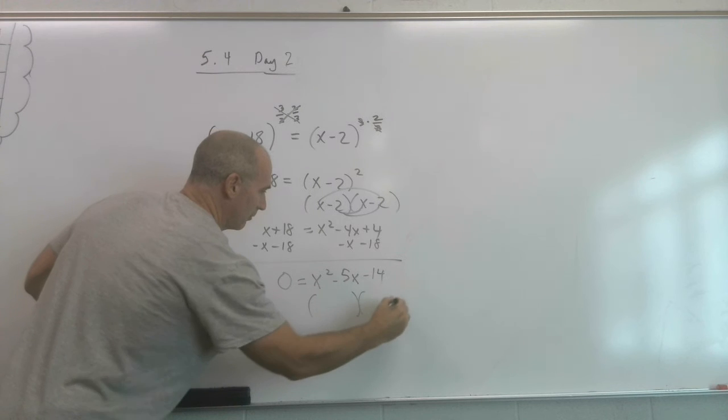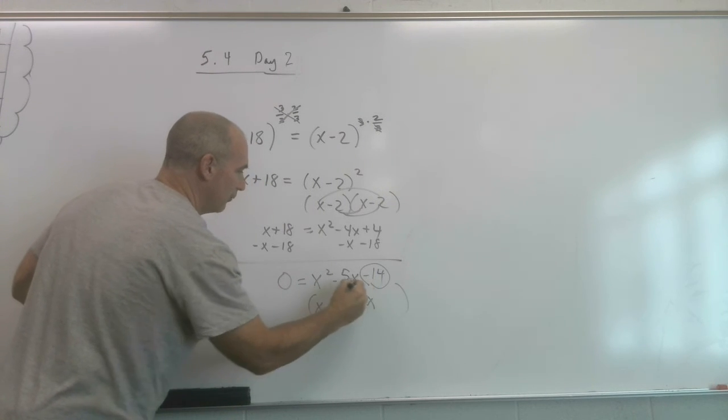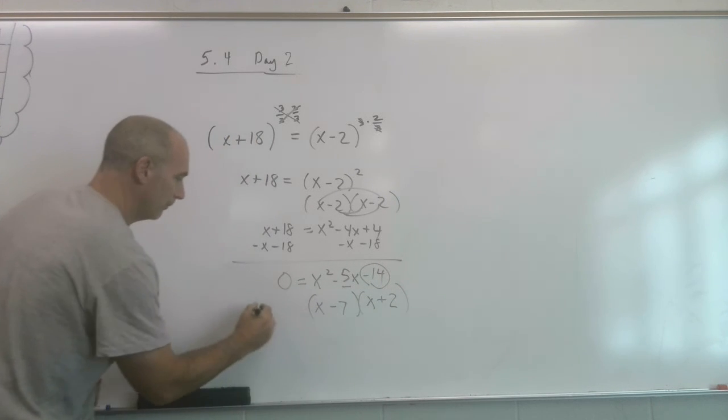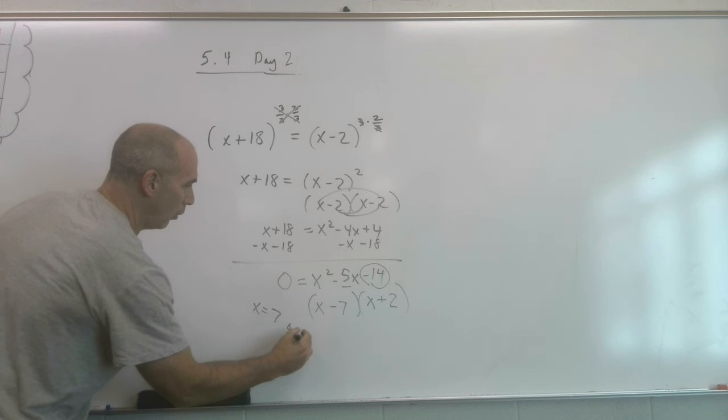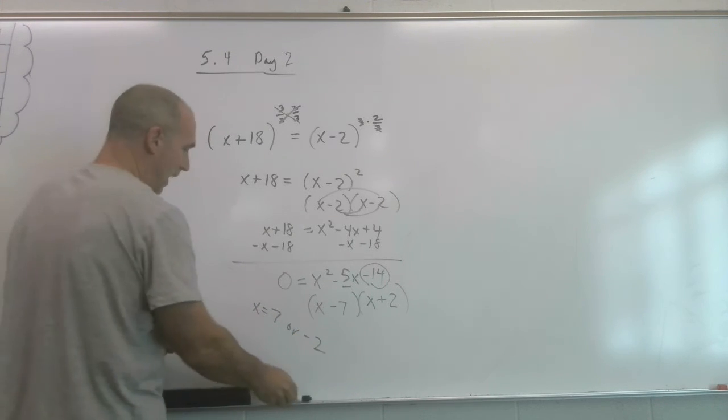My black marker's dying on me. X, two factors of -14 that add up to -5 are -7, +2. So x is 7 or -2. Don't you dare put that in your answer spot.